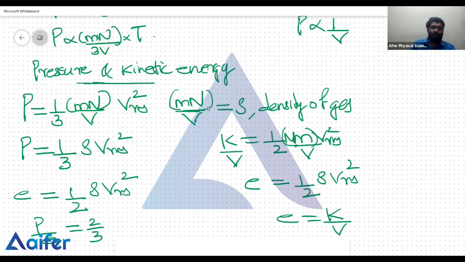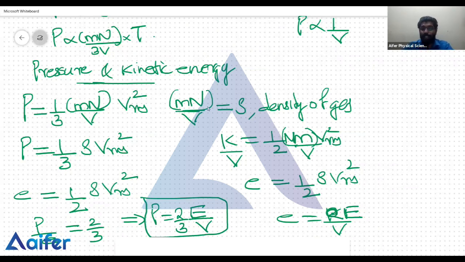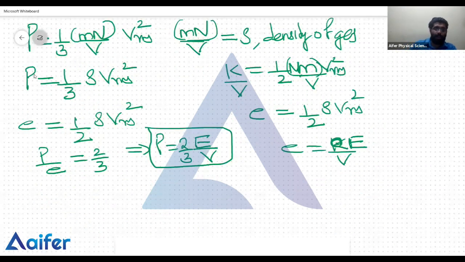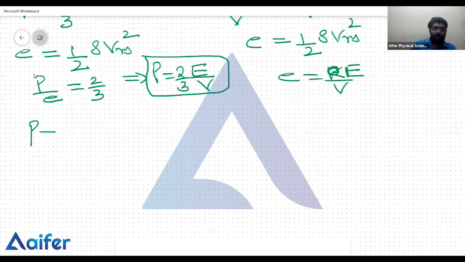by 3. That means P equal to 2 by 3 E. E is kinetic energy. I am putting E instead of K. E is the kinetic energy by volume. This is the expression connecting pressure and kinetic energy. P equal to 2 by 3 E by V.